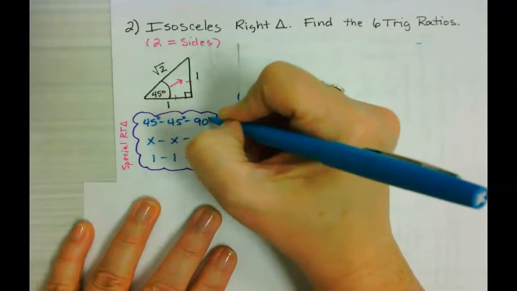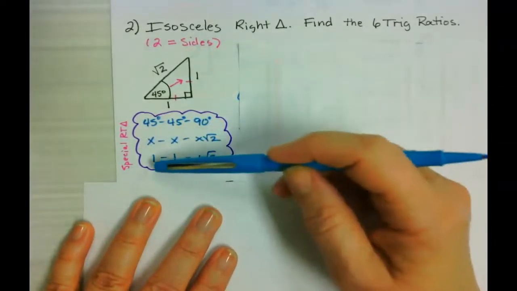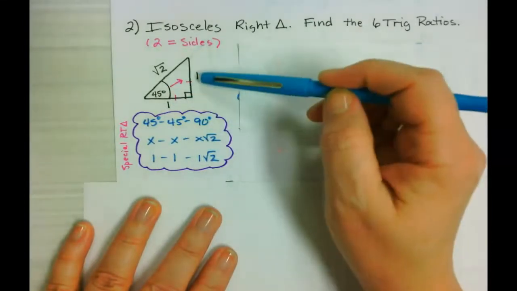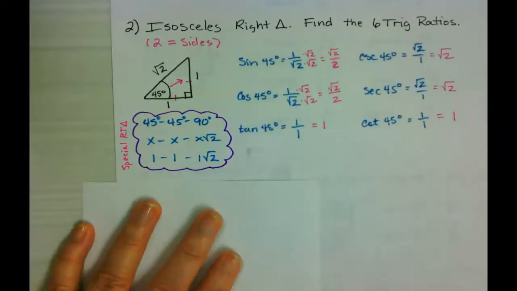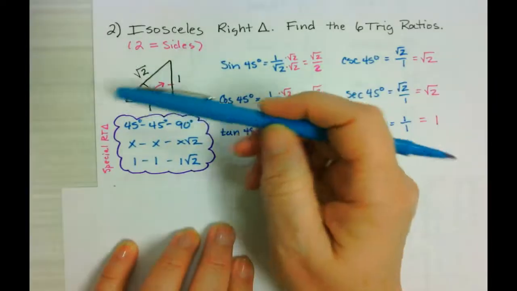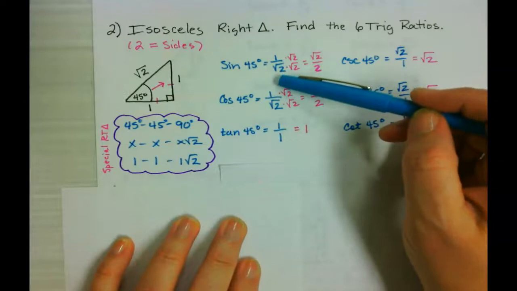Let me get my degree marks on there for you. It would be x, x, x root 2, or 1, 1, root 2. So this is 1, 1, root 2. And then I'm going to complete my 6 ratios from that. Now you do have to remember when there's radicals, this radical 2 here, we do need to take care of that in the bottom, and we're going to rewrite that so the radical is in the top.